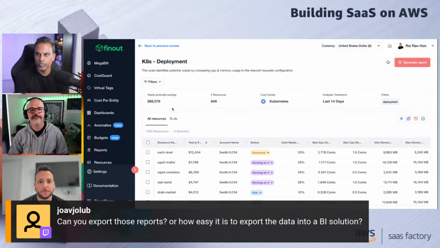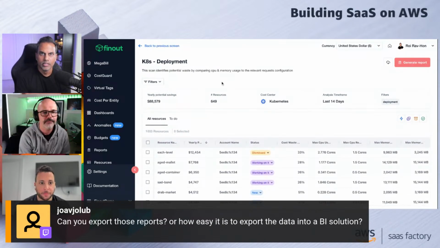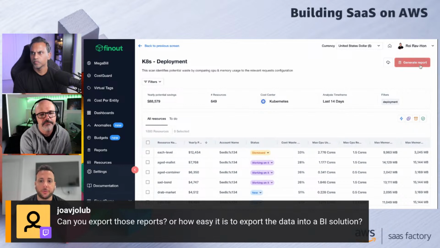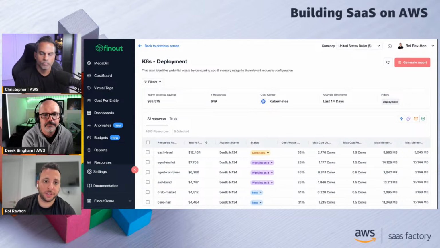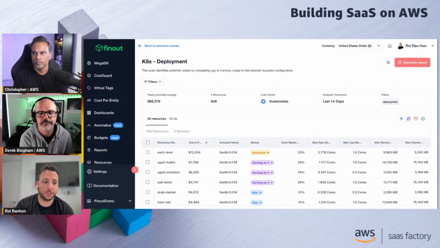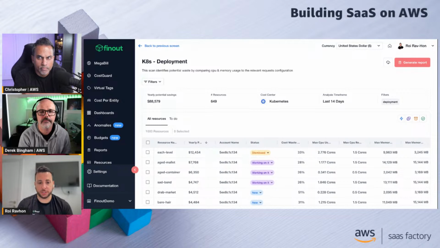Can you export those reports, and can they be imported into a BI? Yeah, so everything can be exported from Finout using the API or directly within the application. So here is a generate report. You can also download it in CSV format and show the potential savings and underlying services, and every query from the Finout bill, including Kubernetes, including stuff that we're going to show in a minute, is always exportable. Cool. Right. Excellent.